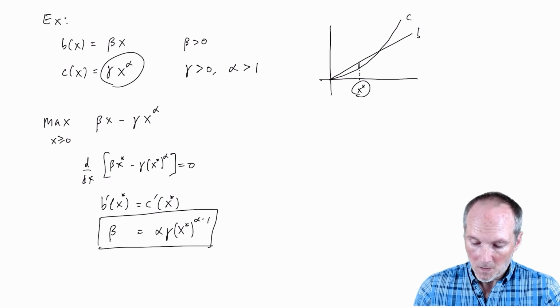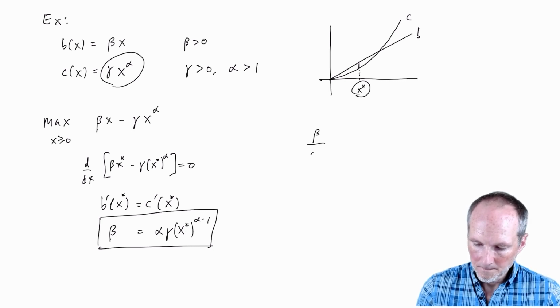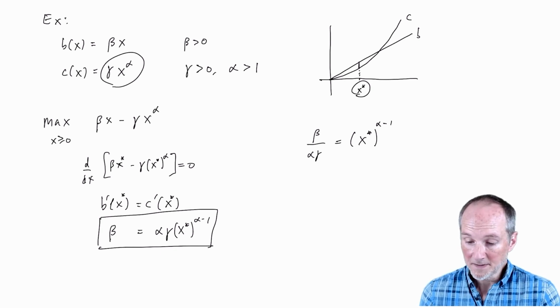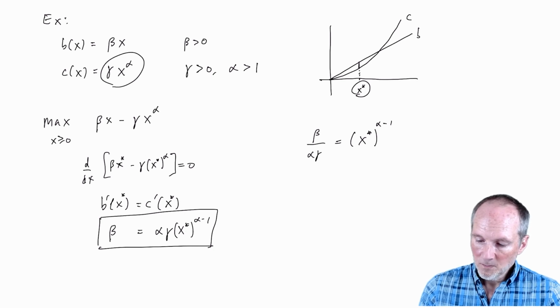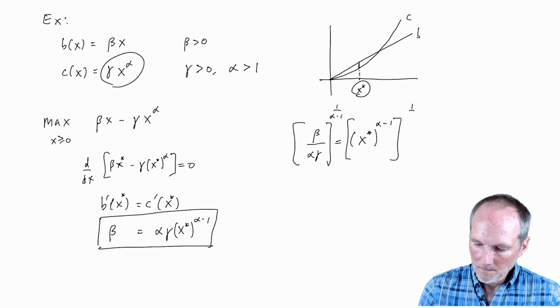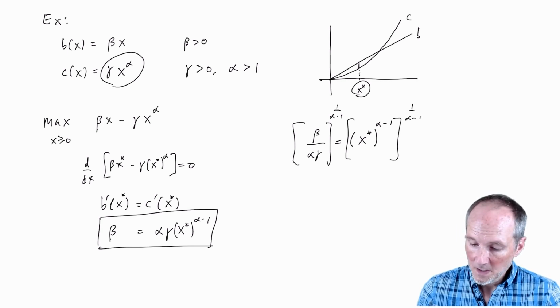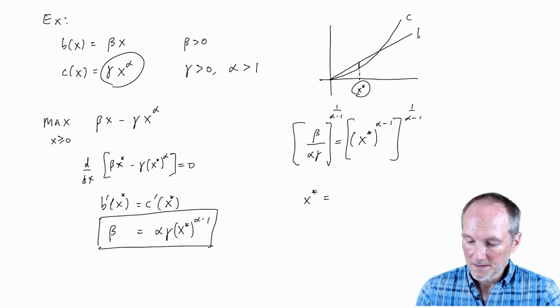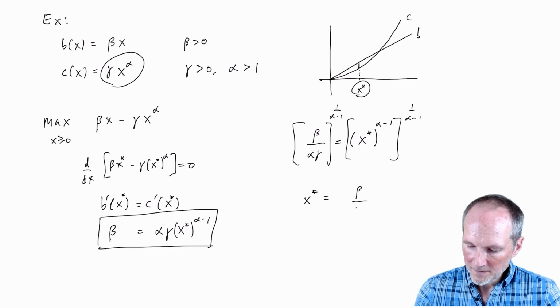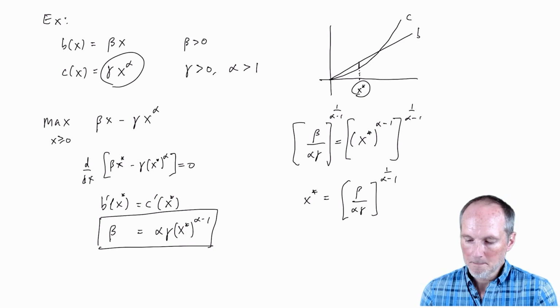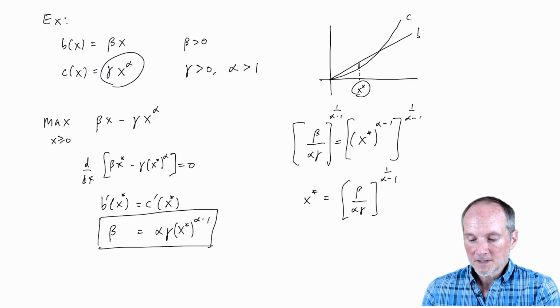We can solve for that if we just divide both sides by alpha times gamma. And you can see why we need alpha and gamma to both be positive to do this. And then we're going to raise each side to the power 1 over alpha minus 1. And here we're using the assumption that alpha is bigger than 1. And then if I just switch sides of the equation here, we get this form for x star. It is beta over alpha times gamma, quantity raised to the 1 over alpha minus 1. This is a parametric solution for the optimal level of scale in this special cost-benefit example.